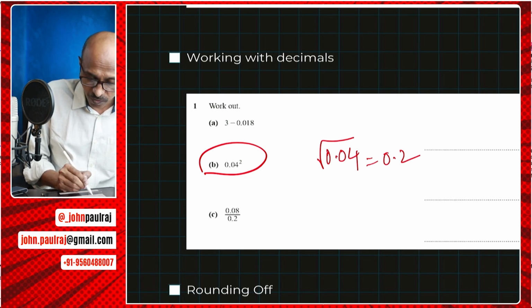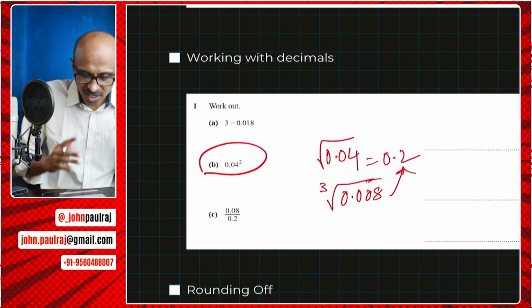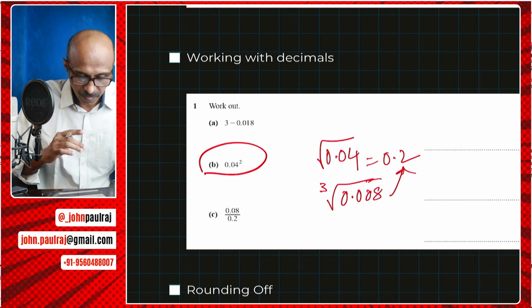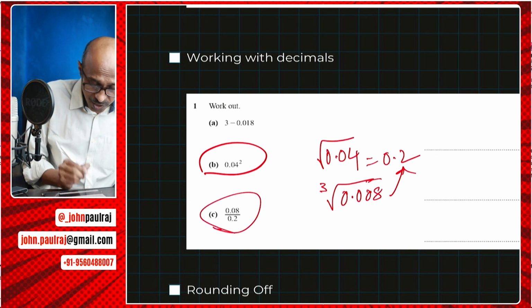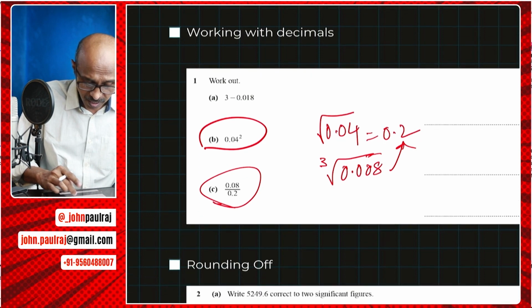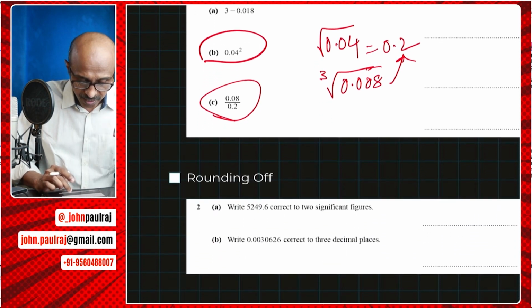Sometimes even cube root. So the cube root of 0.008, that would be 0.2. So just try and familiarize yourself with working with decimals, whether it's adding, subtracting, even multiplication and division of decimals. That's the second kind of question.